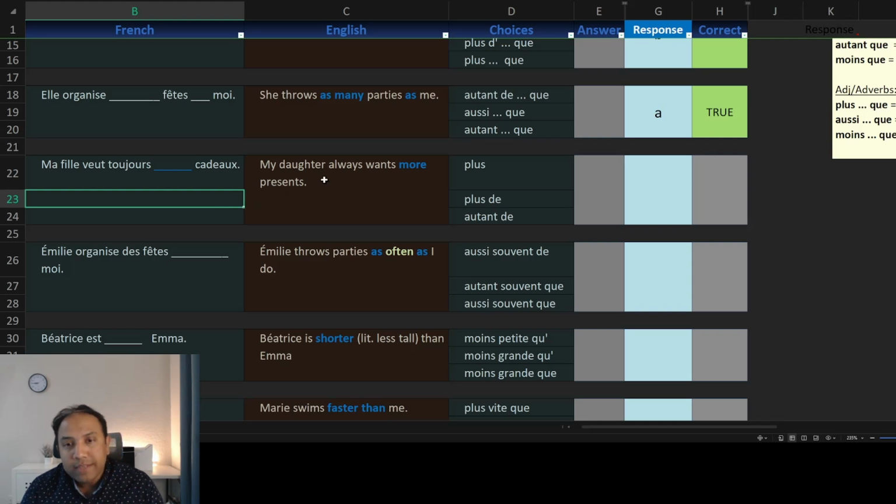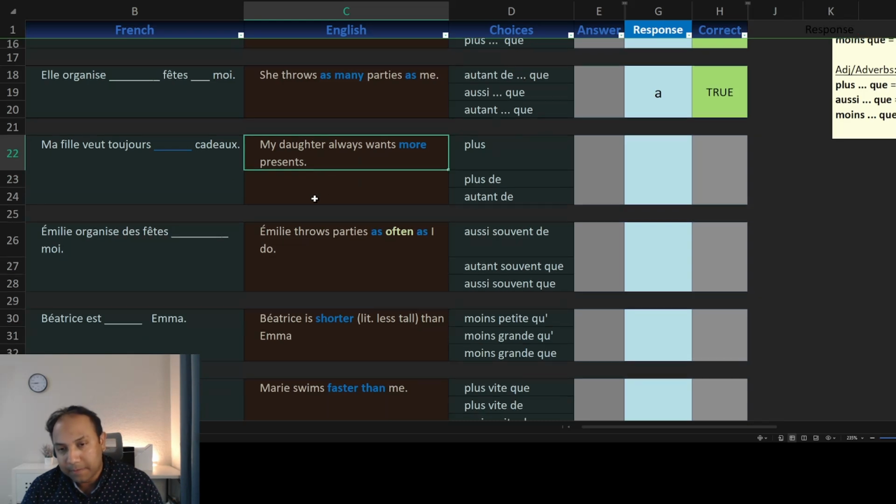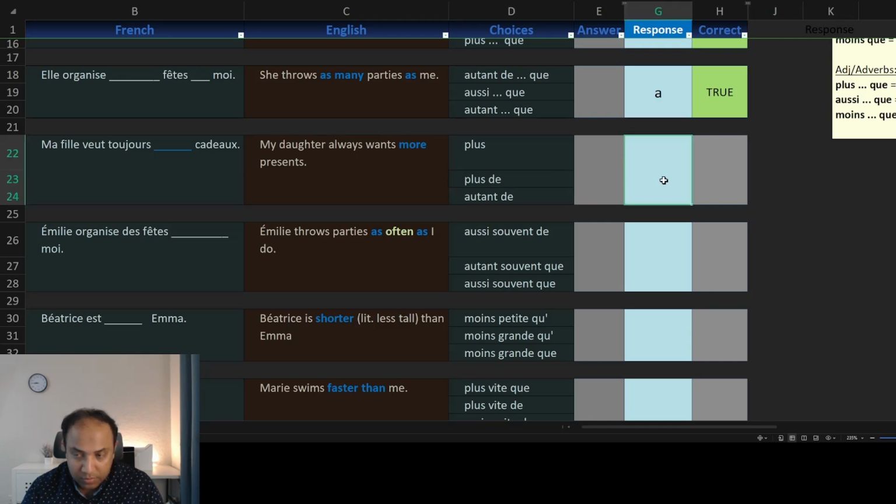My daughter always wants more presents. Ma fille veut toujours plus de cadeaux. Obviously, this is the same pattern. More presents would mean it's a noun. So it's plus de, not plus. All right, so next one.